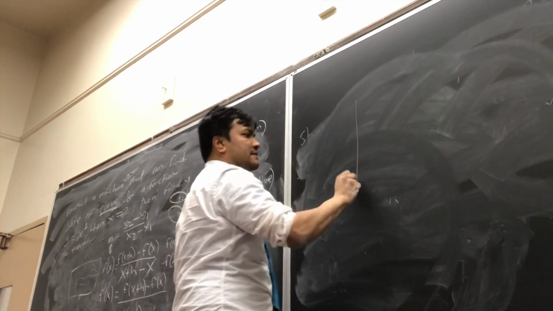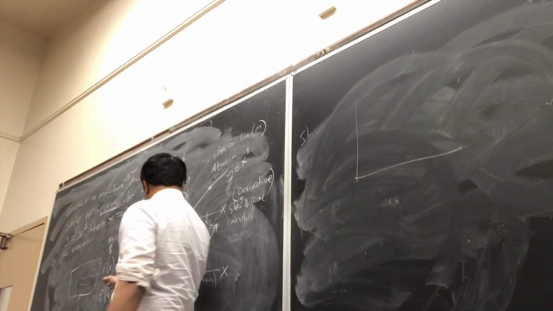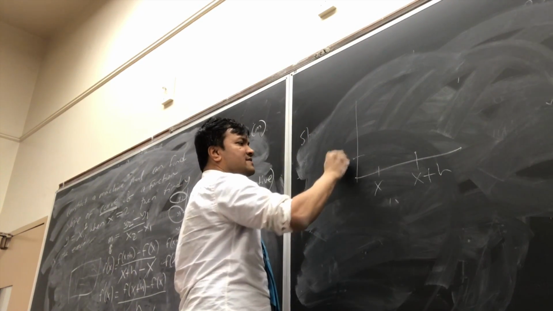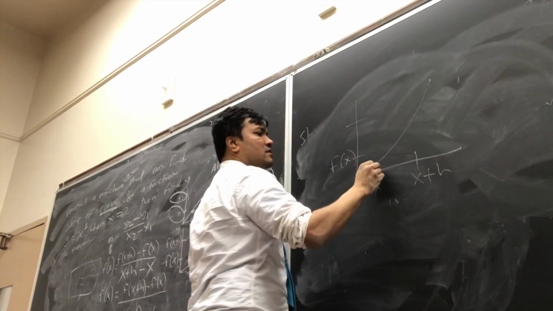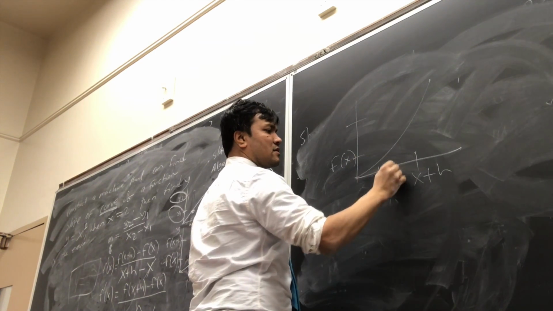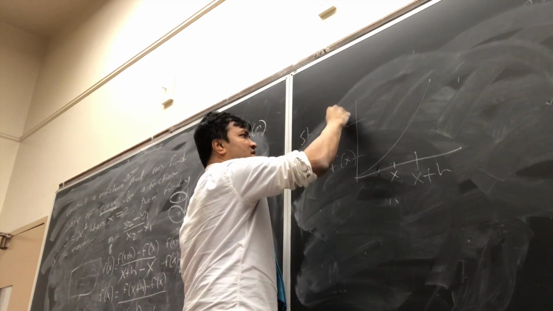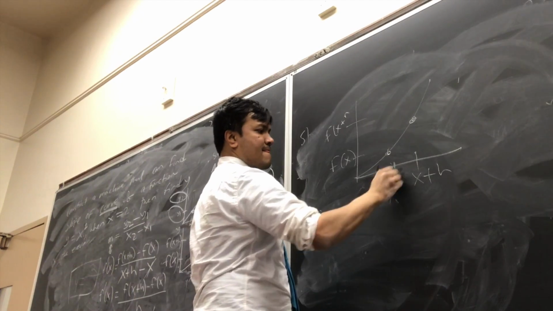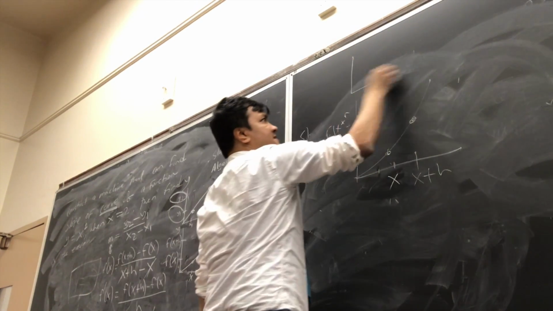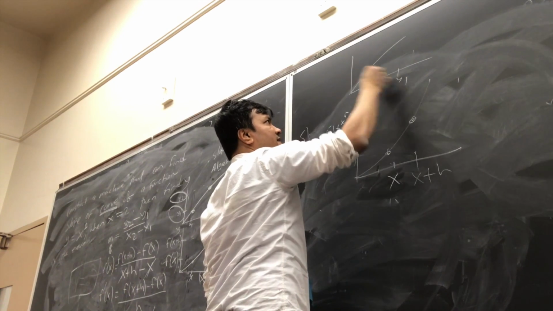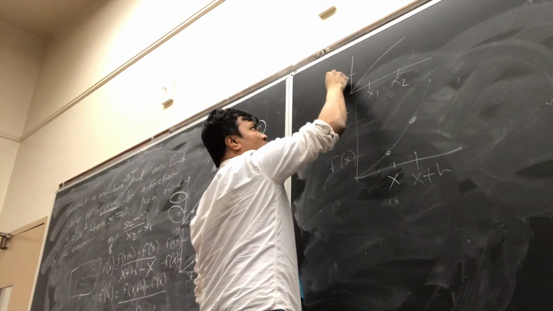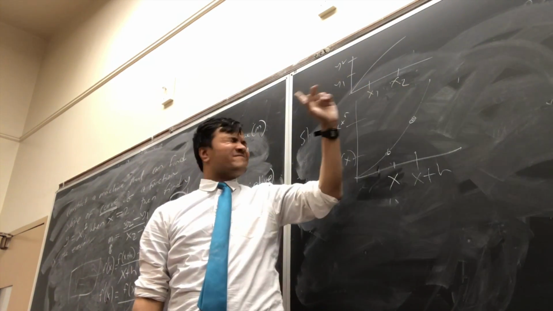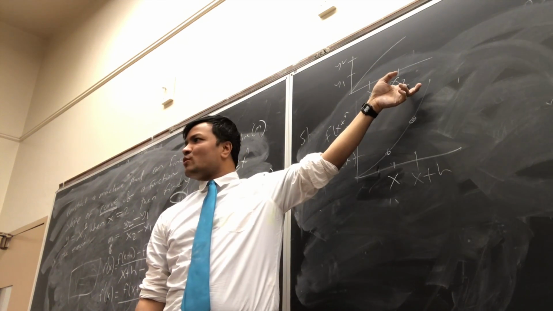Now I'm going to write scenario number 2. This is x. This is x plus h. This is f of x, and this is, you tell me, f of x plus h. And there is a line there. This is x1, this is y1, this is y2. Alright, if x1 is 10, can x2 be 20?